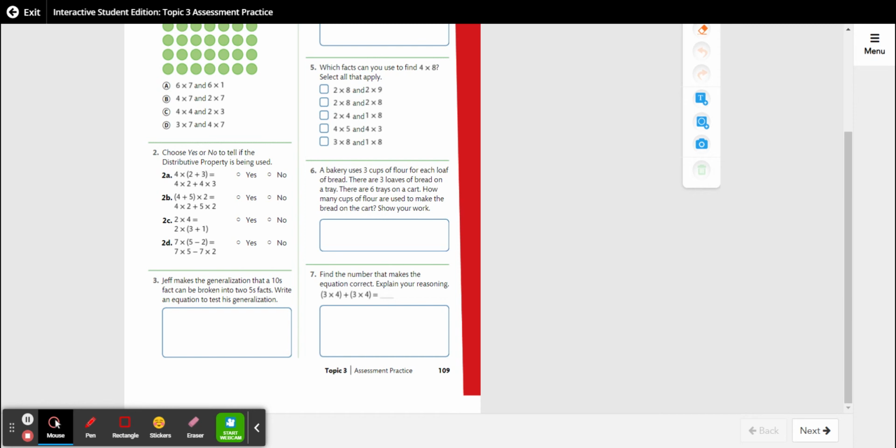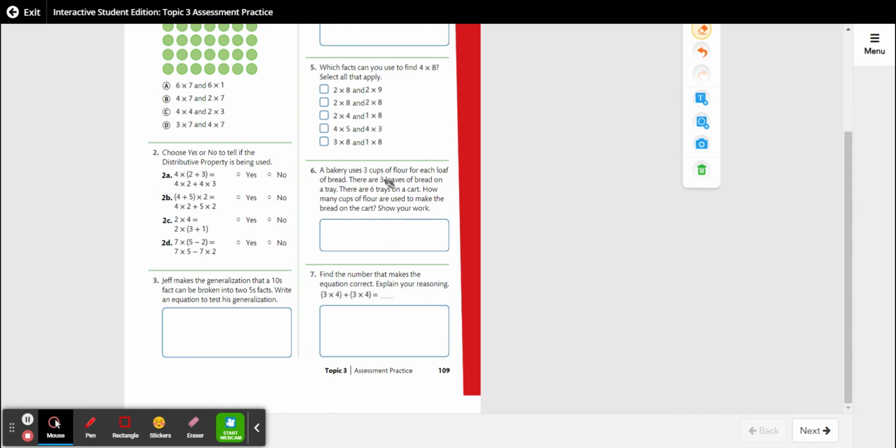So step number 1 with any word problem is, what is the question that you are supposed to answer? You are supposed to answer, how many cups of flour are used to make the bread on the cart? So your answer, when you write it, should include cups of flour. So you are looking for how much flour will be used to make the bread on the cart. And a way that I would like to start solving this problem is by drawing a picture so that we can visualize what we are doing.